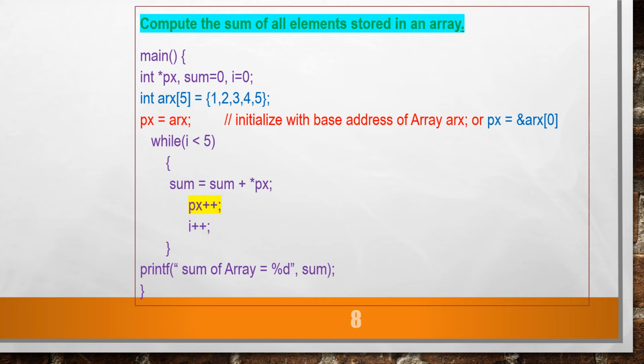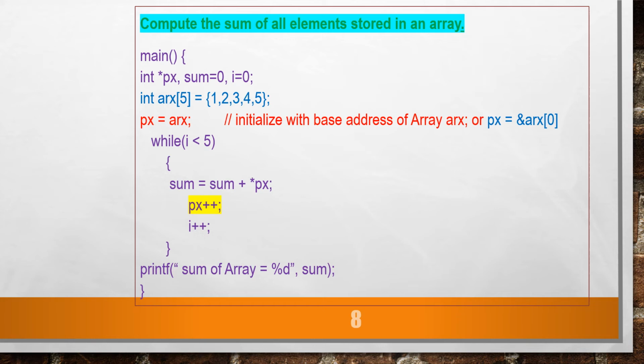Our next task is to make the pointer point to the array. Either we can make use of the statement px = &arx[0]. Alternatively, we can do the same with the statement px = arx. Simply by mentioning the name of the array, I can initialize the pointer with the starting address of the array. So once again, I can get the starting address of the array by the notation &arx[0] or by mentioning the array name. So px = arx, we are initializing the pointer with the starting address of the array.